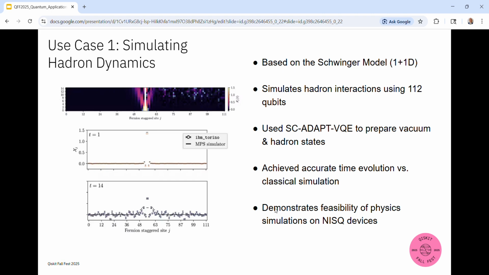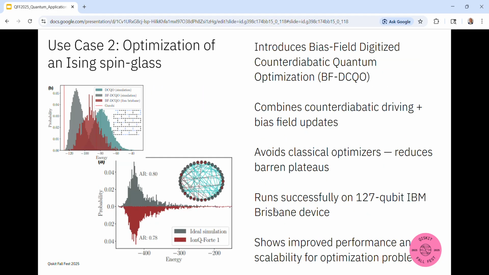What's interesting with this is just the potential for speed up this has. Simulating these large hadron dynamics is just so expensive classically, and being able to simulate these using only 112 qubits and being able to get competitive results is really interesting. Also, these Ising spin models have a lot of potential for better understanding more on the physics side. They're using 127 qubits and showing improved performance.